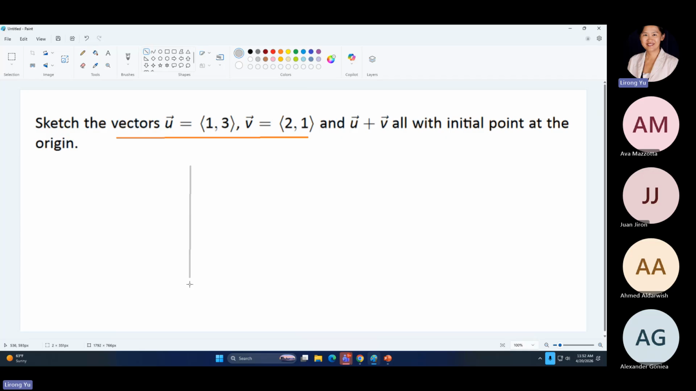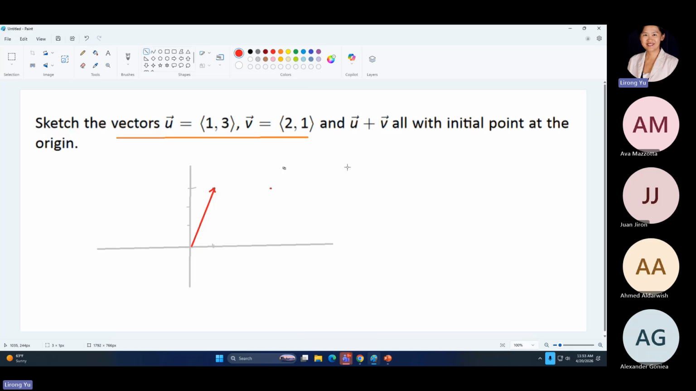Initially, we need our axis system. So now we're going to identify 1, 3: x equal to 1, y equal to 3. So this is point 1, 3. Now the vector 1, 3 starts from 0, 0, right? To point 1, 3. So this is vector 1, 3.